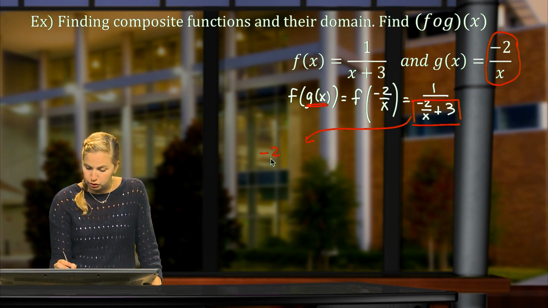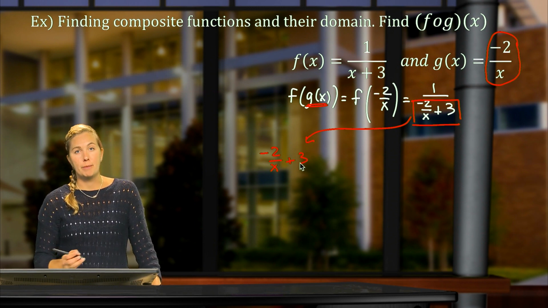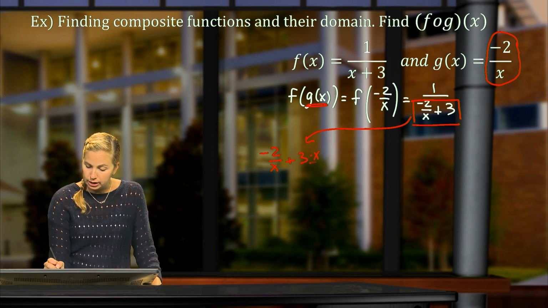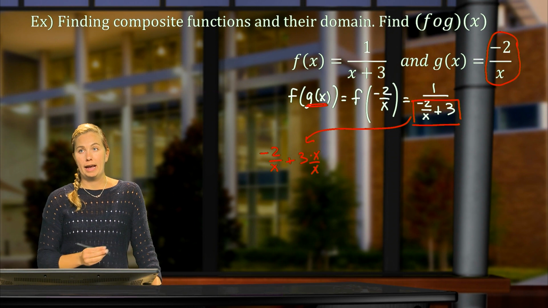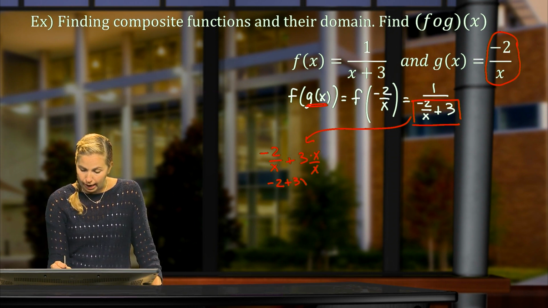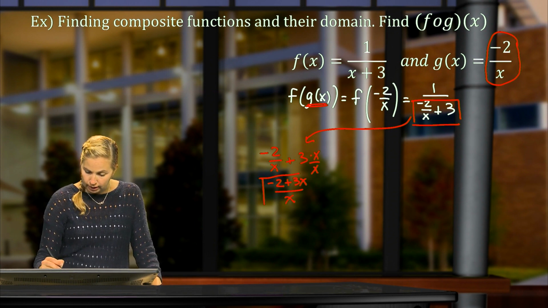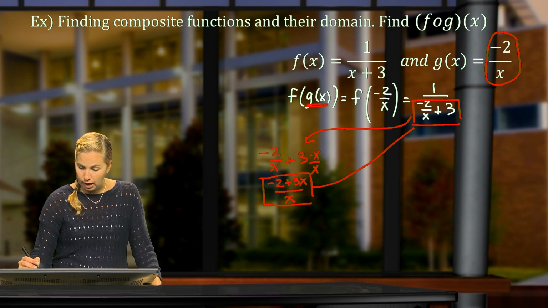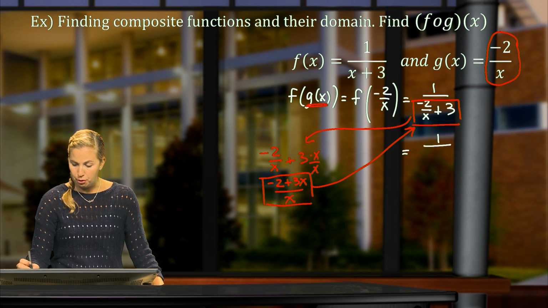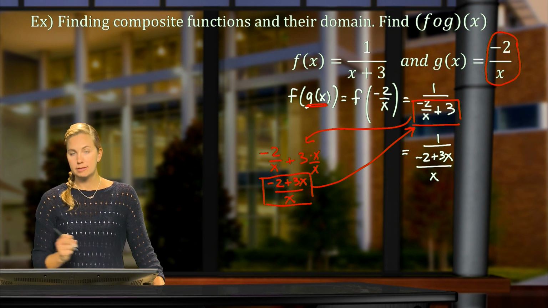So negative 2 over x plus 3. First, we want to find a common denominator so I can write those two fractions as 1. My common denominator is x, so I'm going to multiply the 3 by x over x. And this gives me negative 2 plus 3x over x. And I'm going to take this and place it right back where we were. So now my fraction looks like 1 over negative 2 plus 3x over x.